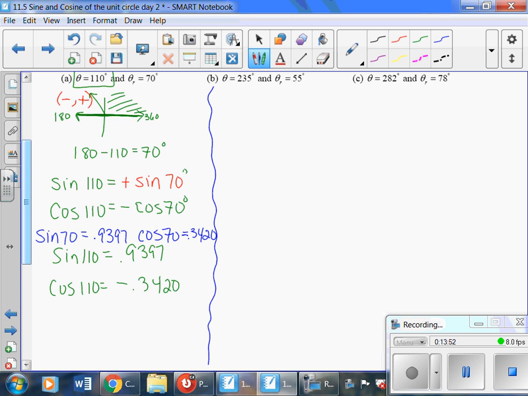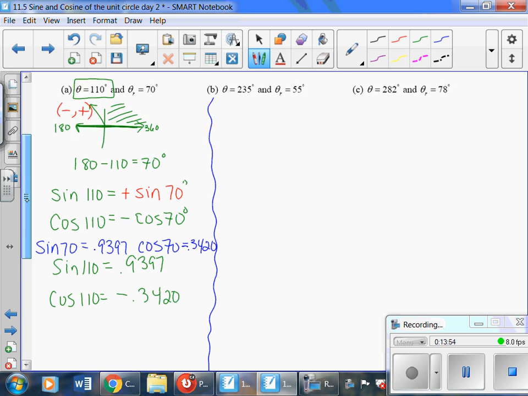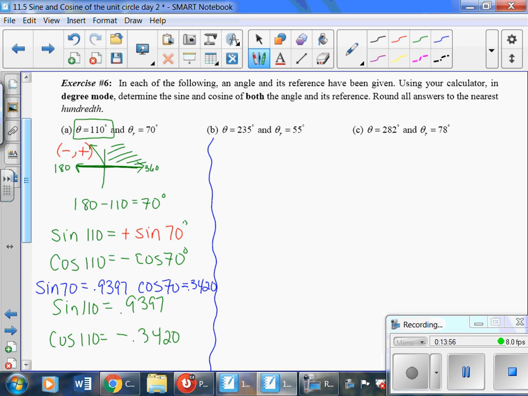Let's try that one more time, and we'll see if we can break it down a little bit easier. So moving on to B. Again, the reason we get 235 is if you think about where 235 falls on our unit circle, it falls down here in the third quadrant. So this is the third quadrant, and again, negative, negative. My x is negative, my y is negative, means my cosine is negative, and my sine is negative.